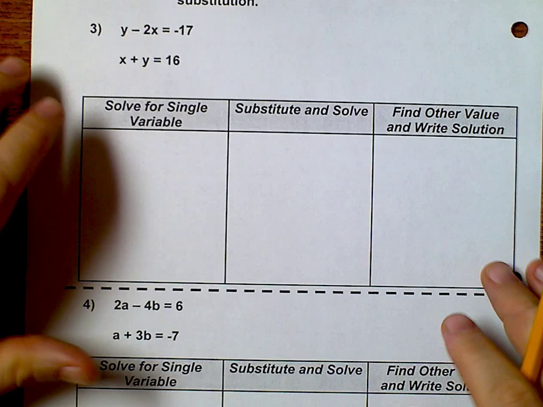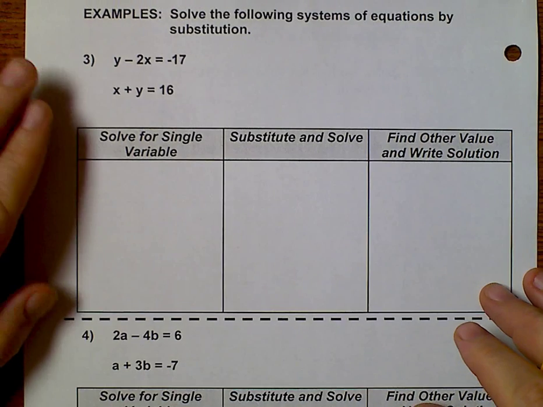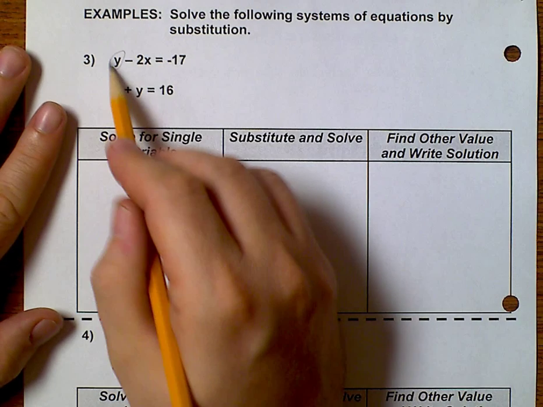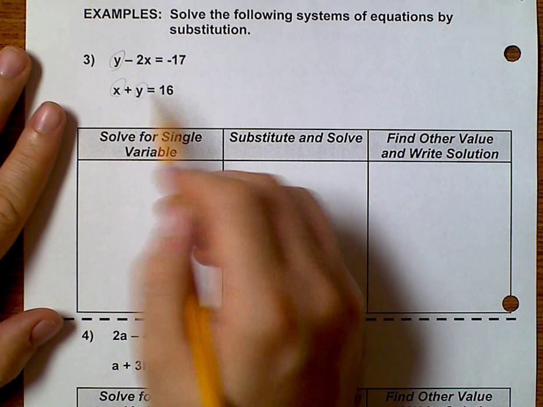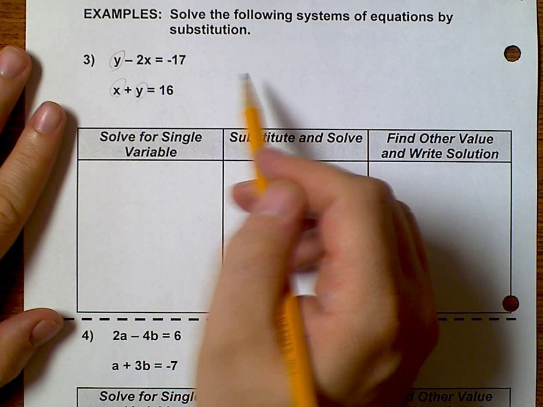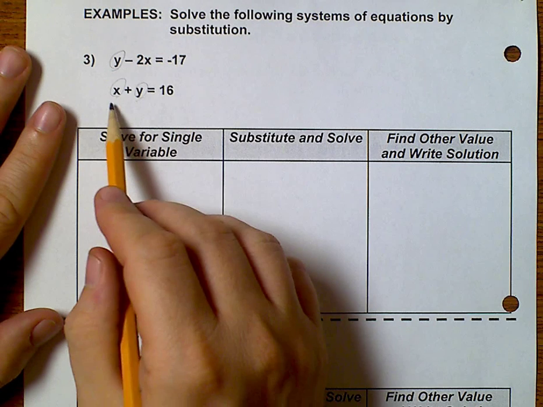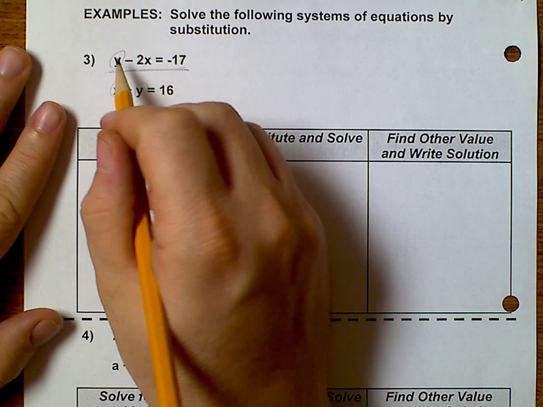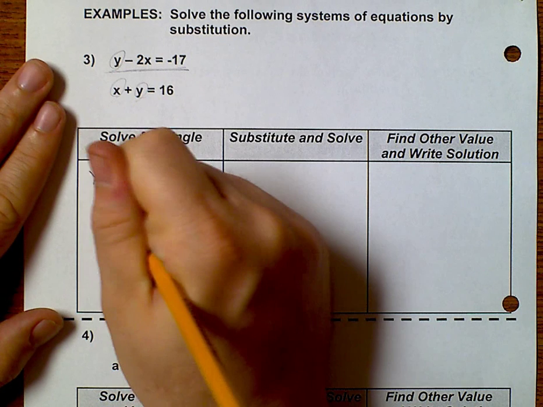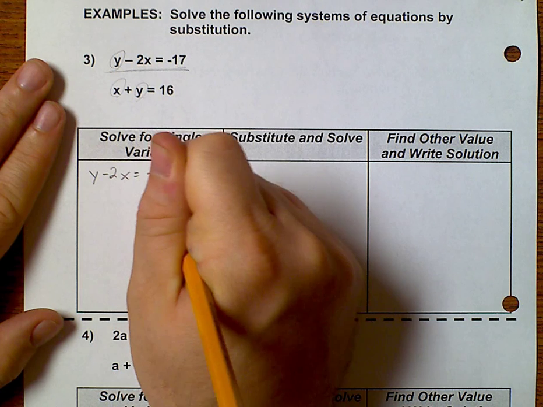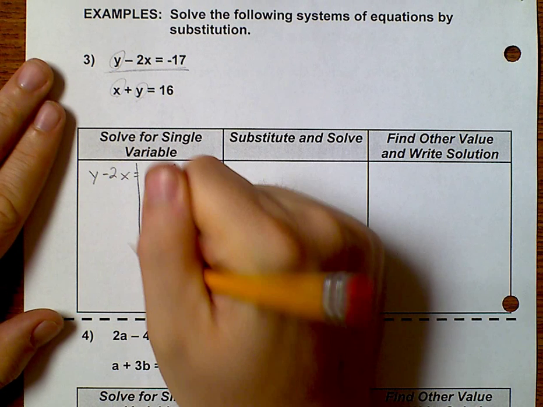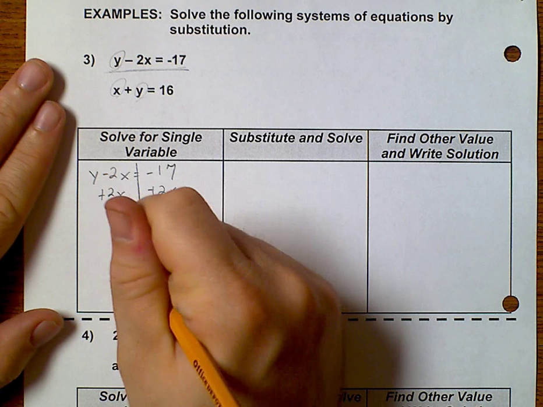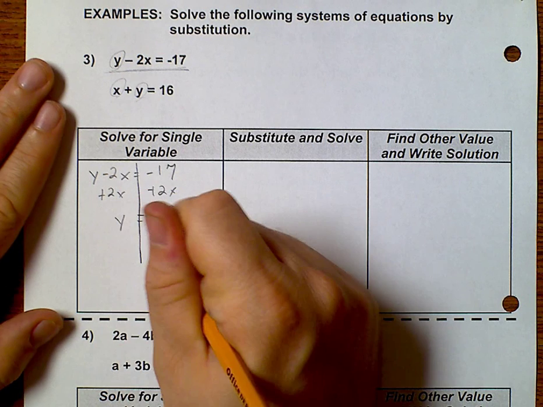Now let's look at a couple examples of substitution. The idea is that we want to get a variable by itself, and so I can choose that one, or that one, or that one. I'm going to go ahead and use this equation just to solve with. I'm going to solve for that y. So y minus 2x equals a negative 17. I wanted that y by itself, so I'm going to add 2x to both sides. That gives me that y equals 2x minus 17.